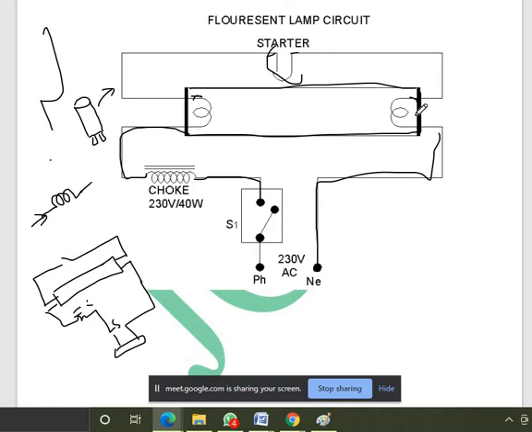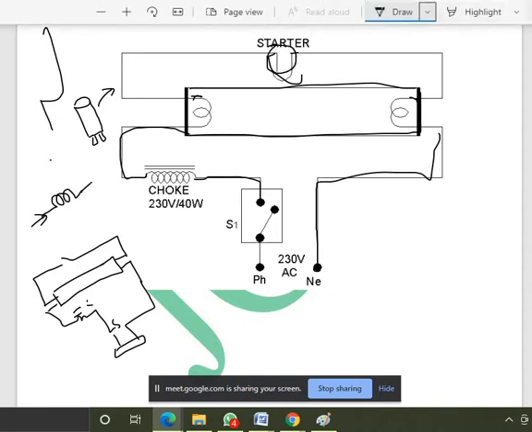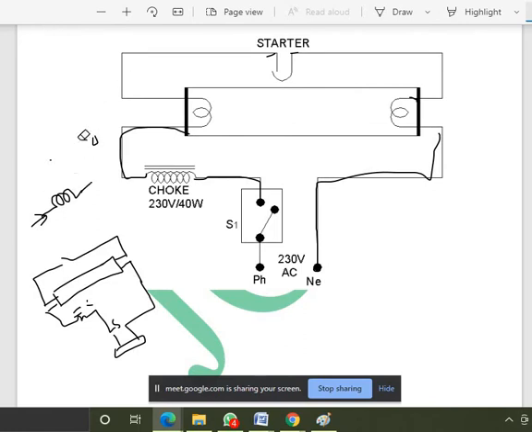It consists of 4 pins, and 2 pins are connected to phase and neutral, and another 2 pins are connected across the starter. So this is the construction of the tube light, and the tube light connection diagram. Now, how will the tube light glow?